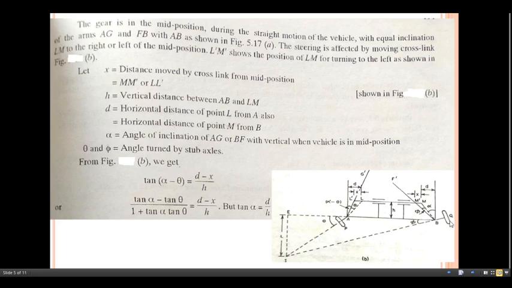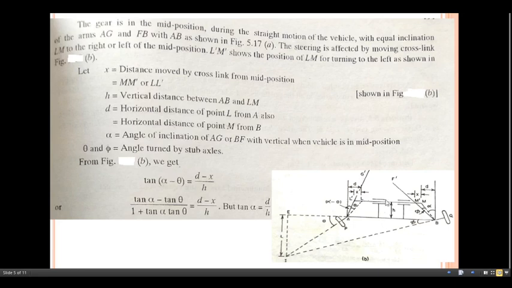In the mid position during the straight motion of the vehicle, with equal inclination of the arms AG and FB, the dotted line shows the original position of FB, with AB being the front axle. The steering is effected by moving the cross link LM to the right or left of the mid position.